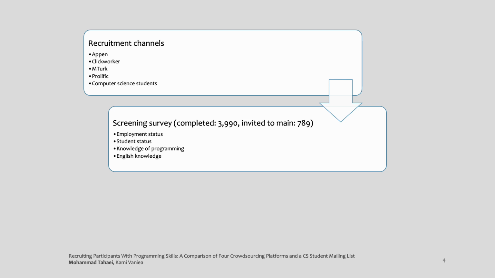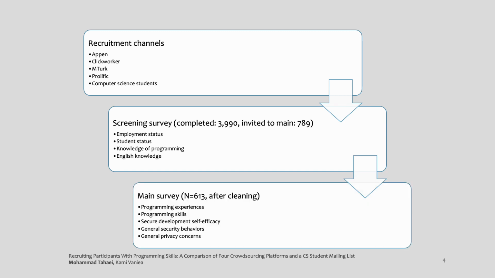We first screened participants based on 4 questions, mainly interested in whether they would claim to have programming skills. We then chose 5 survey instruments suggested by the literature to assess programming experiences and skills: general security attitudes, general privacy attitudes, and secure software development self-efficacy. We decided to use survey instruments suggested by the literature instead of inventing new survey instruments because we wanted to compare our results with prior work and make our results easier to compare for future researchers. Our dataset is also available online for anyone who wants to use it.